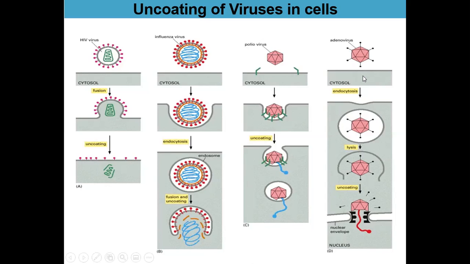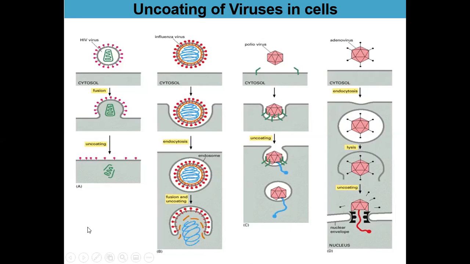And then we have adenoviruses. Adenoviruses again have fibers. You see here, these are the vertical fibers. They are recognized by the membrane proteins, and then there is endosome formation, and then there is lysis of the endosome, and again uncoating near the nucleus, and then the adenoviral genomes can go inside the nucleus.